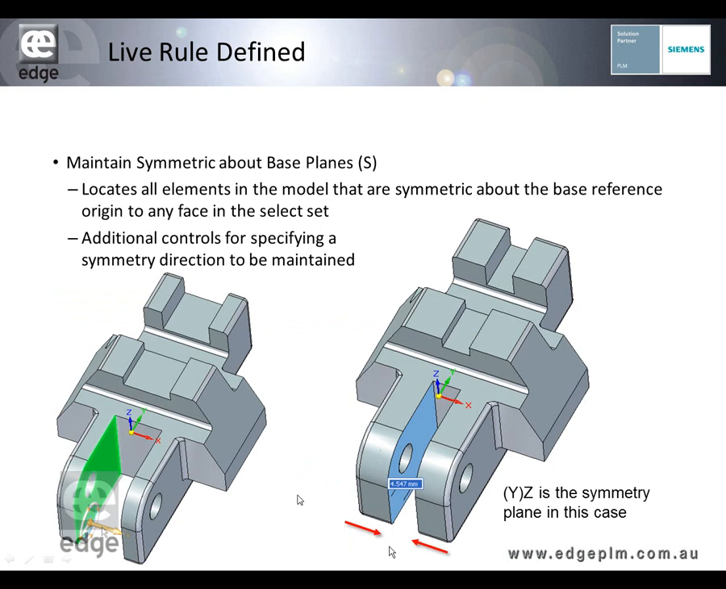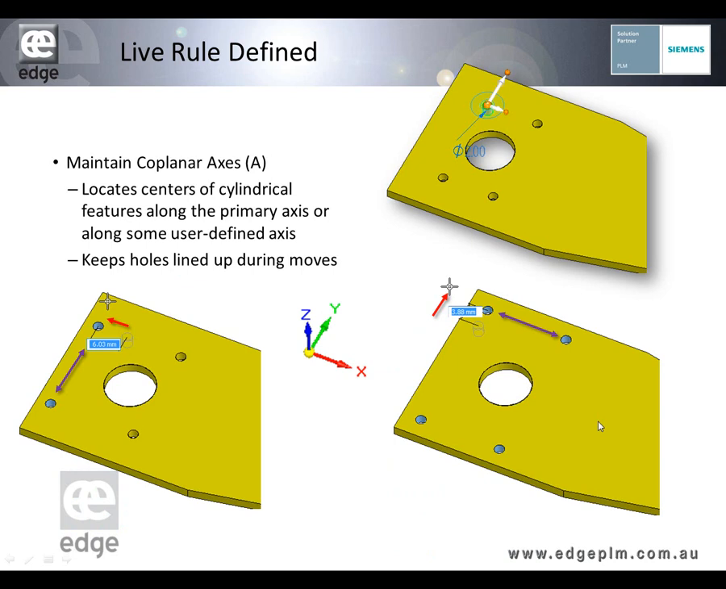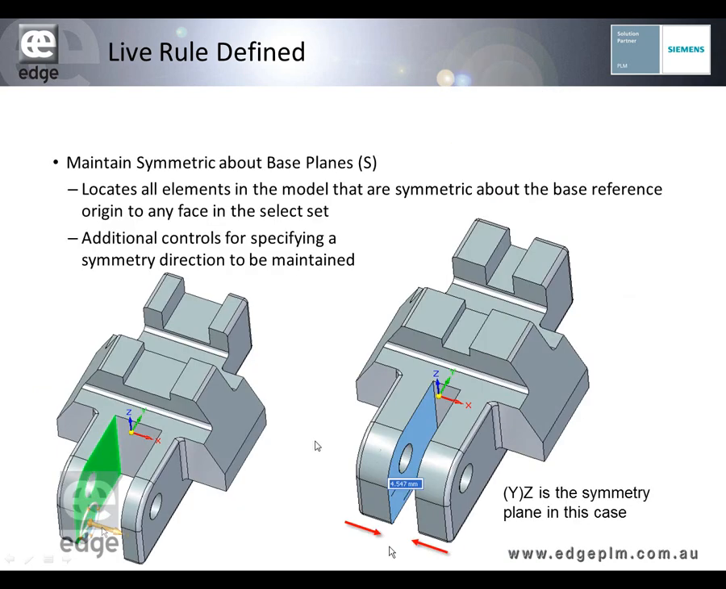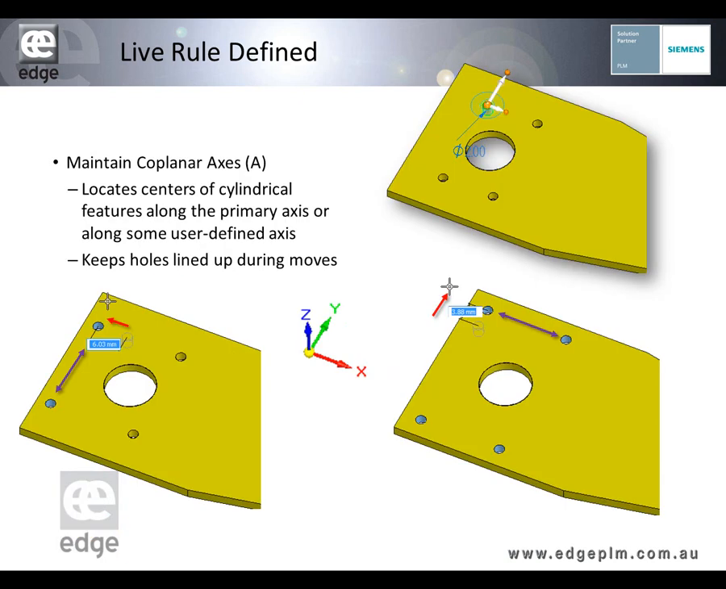The symmetry plane in this case will be the YZ plane, this plane here, denoted by those two axes. You'll see that come up in the live rule as well. The live rule, we'll see that shortly. It'll show you which plane is being affected.